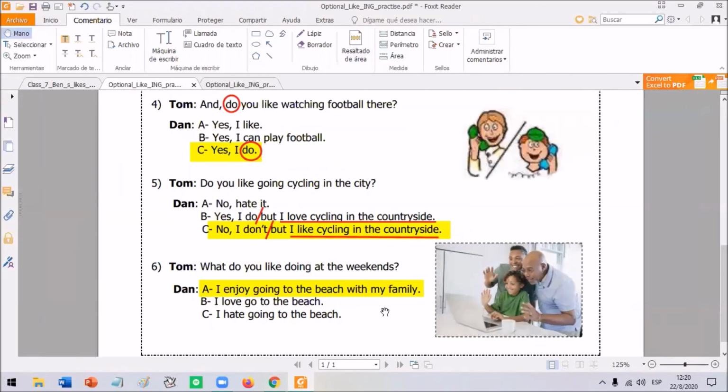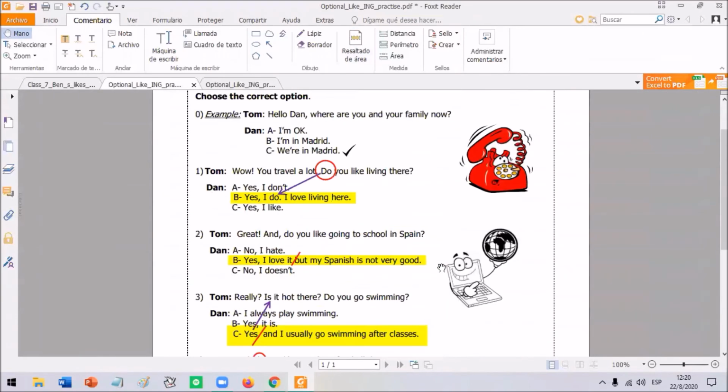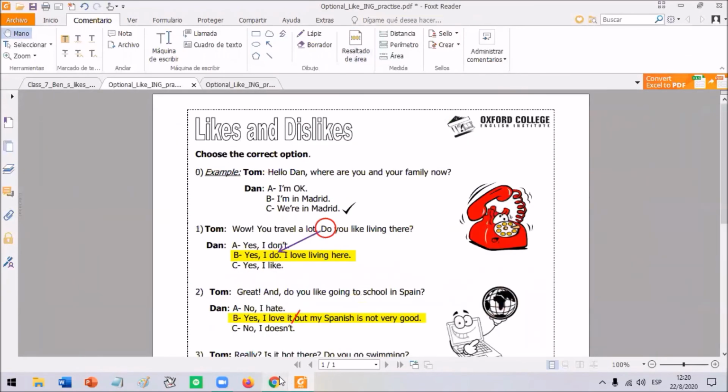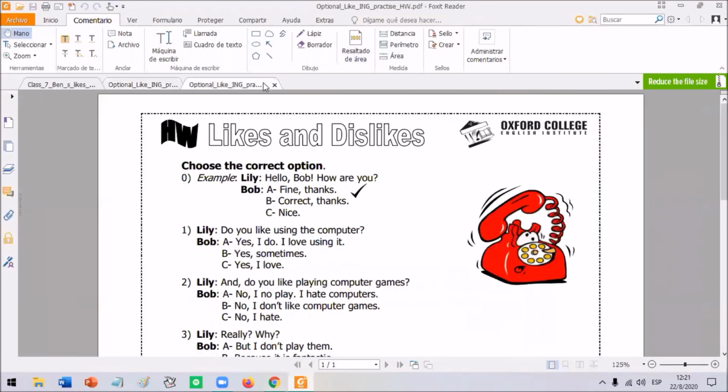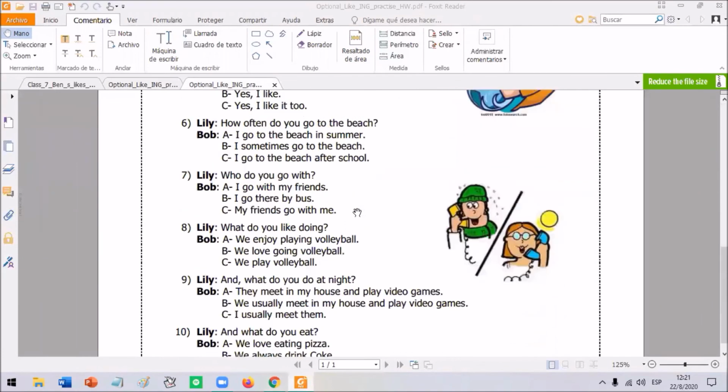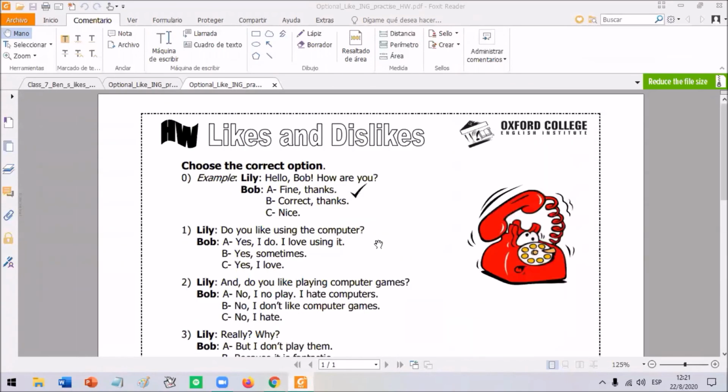Okay? So now we are ready with this handout. Let me tell you about today's homework. So, you have one handout that is very similar to this one. Look. Okay, re parecido, ¿sí? La misma idea, solo que van a tener una conversación diferente. Es otro diálogo. But you do the same. You read the questions and you choose the correct answer to complete the conversation.